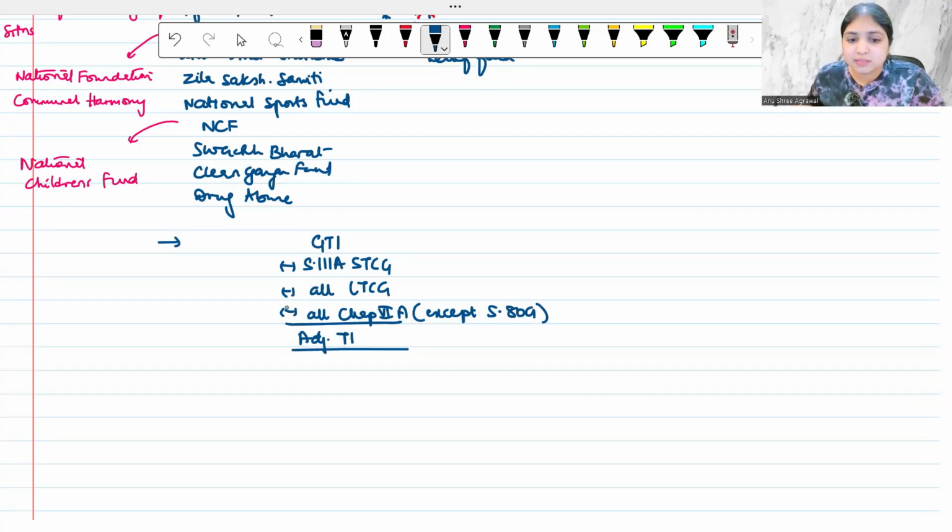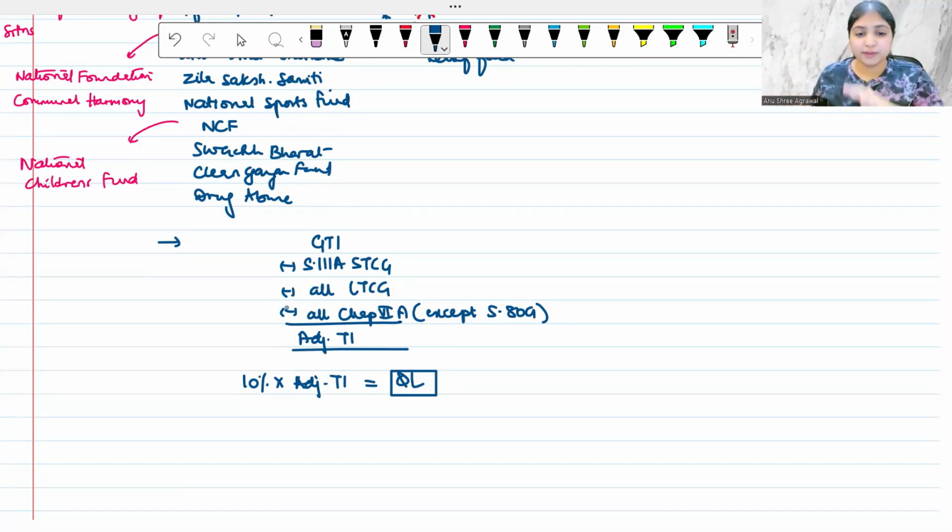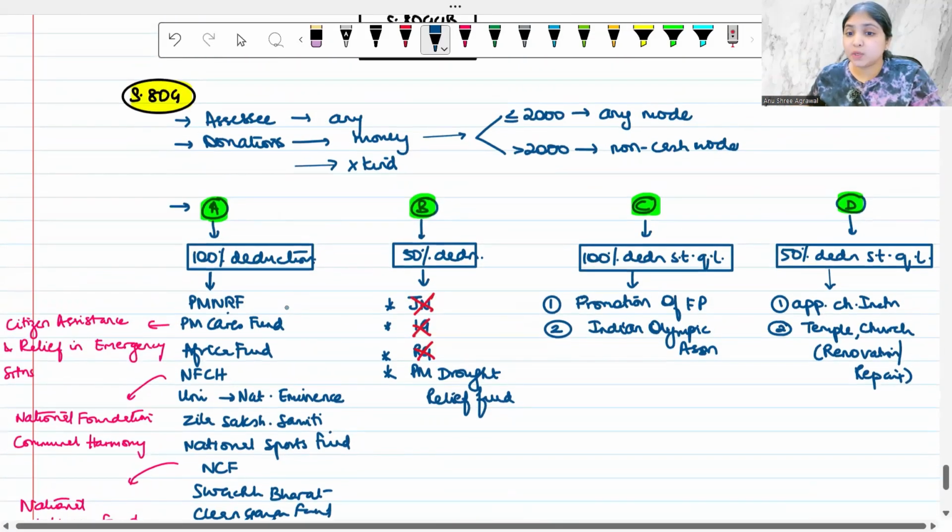Okay, now 10% of this number, 10% of adjusted total income, is going to be your qualifying limit. So what is your qualifying limit? Qualifying limit is nothing but 10% of adjusted total income. And what is adjusted total income? It's your GTI minus 111A STCG minus all LTCG and minus all chapter 6A deductions except section 80G. All right, 10% of that is going to be your qualifying limit. And we need the qualifying limit only for category C and for category D.